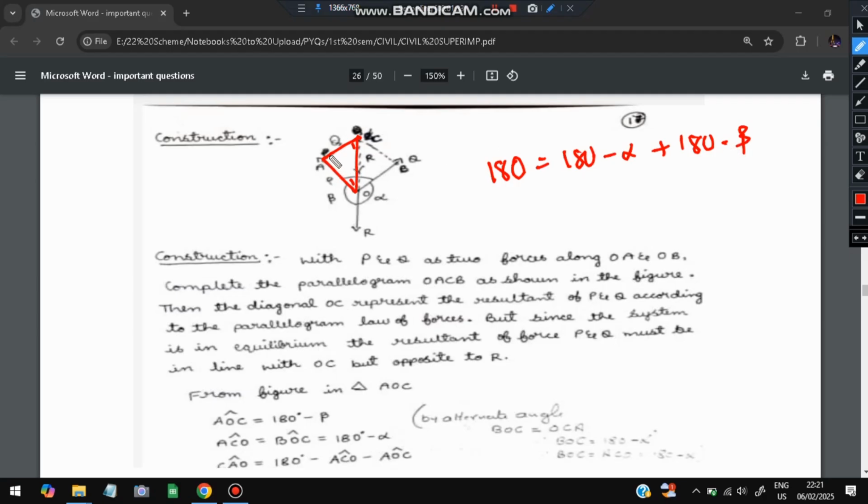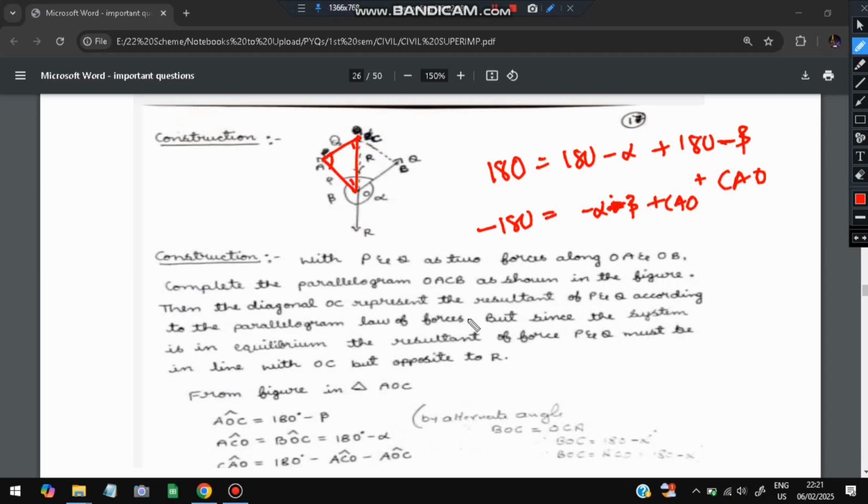plus this angle, OAC or CAO. Now when we do this, that should be equal to 180, right? So 180 will become 360. When you take 360 here, 180 minus 360 will be equal to minus 180. So minus 180 will be equal to minus alpha minus beta plus CAO.